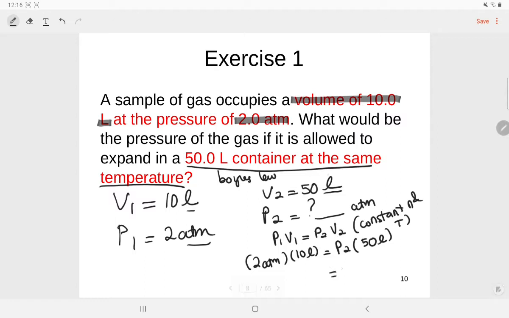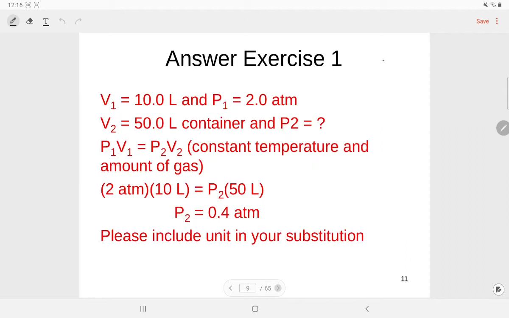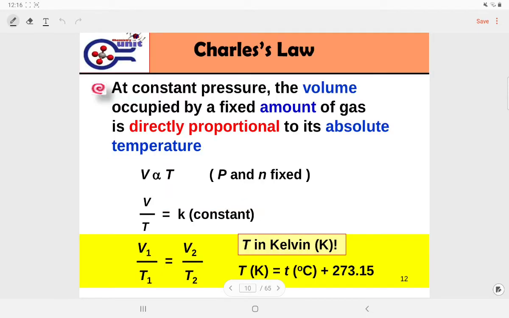Okay, so P2, as we calculate, we will get it is equivalent to 0.4 atm. So let's check whether our answer is correct or not. Okay, so it's correct. Alright, so it's just simple. Okay, let's look at Charles' law.